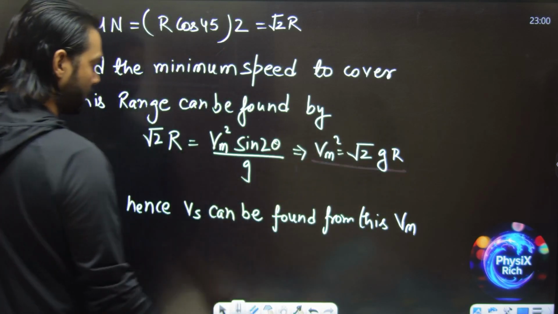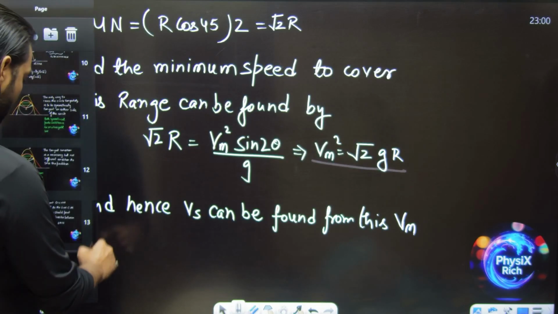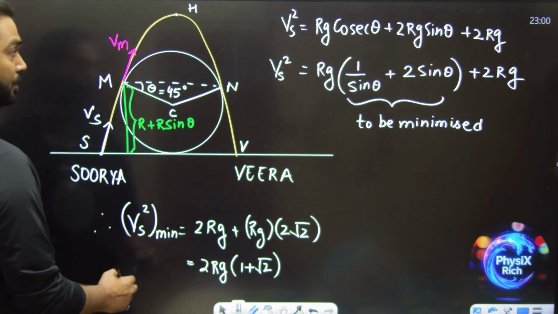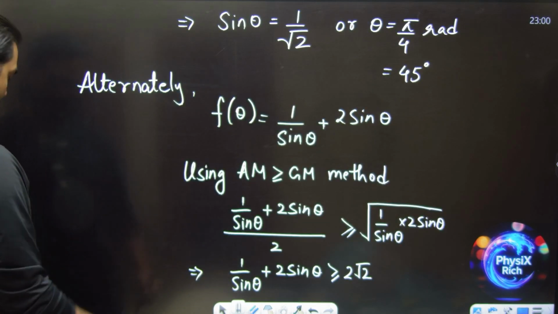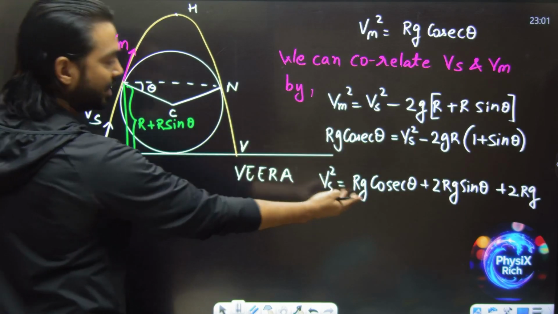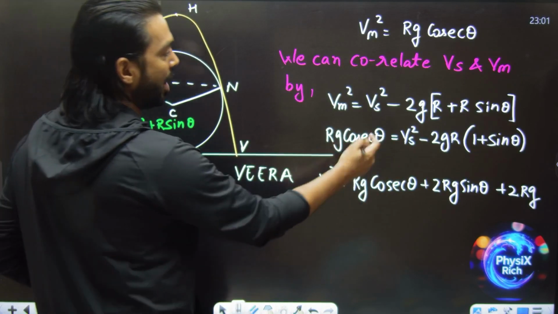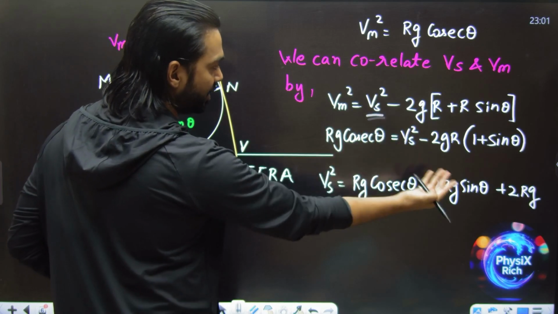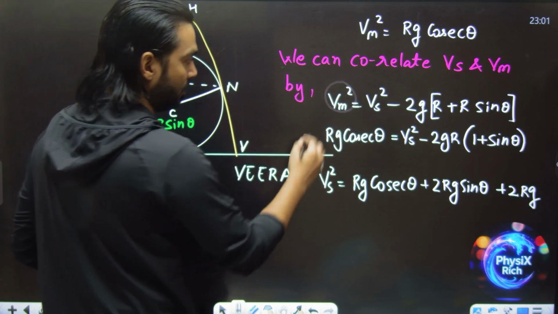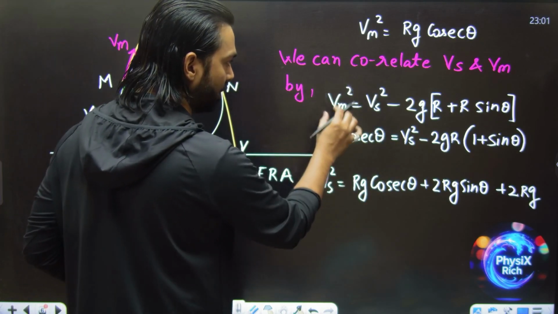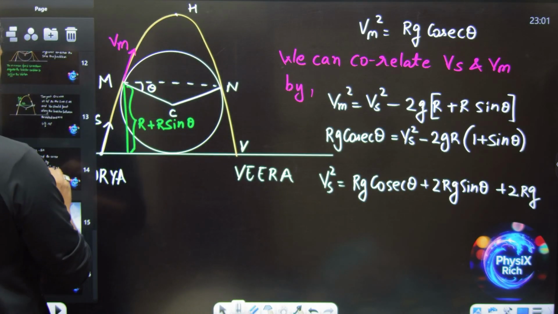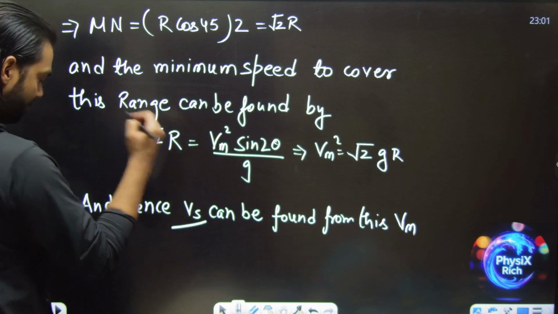And once you get Vm square equals root 2 gr, you can just simply go back and apply this equation. We can simply apply this equation without the minimization. So you just now have the value of Vm. Vm square is actually root 2 gr. You just put root 2 gr over here, and then when you solve for it, you will simply easily come to the final conclusion, and you will get the value of Vs.